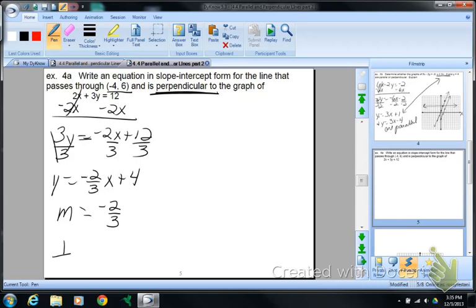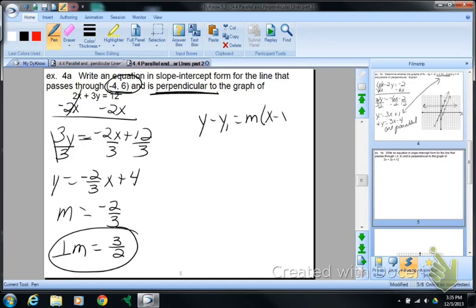So what is the perpendicular slope? Opposite and reciprocal, 3/2. So we're going to use that slope and this point and come up with the equation of the line. So that's y minus 6 is equal to m is 3/2, my slope, my perpendicular slope. Remember, we have to get the perpendicular slope. So that's x minus a negative 4, which is plus 4.